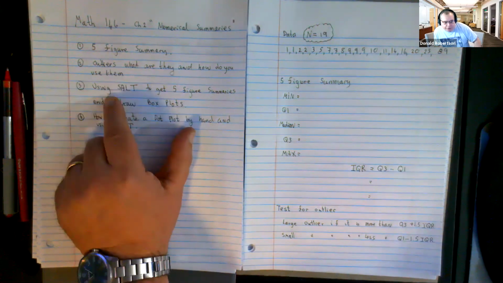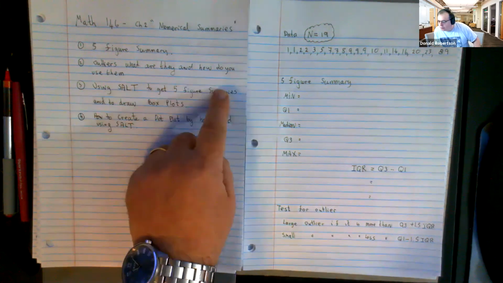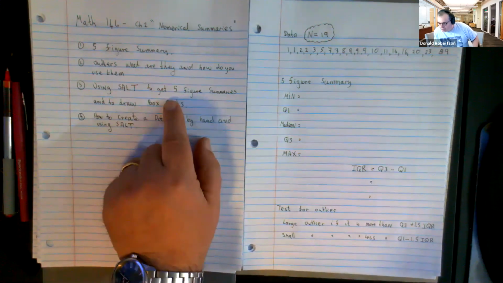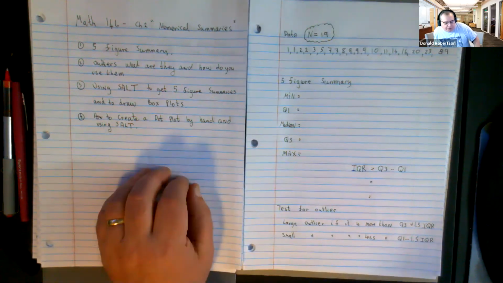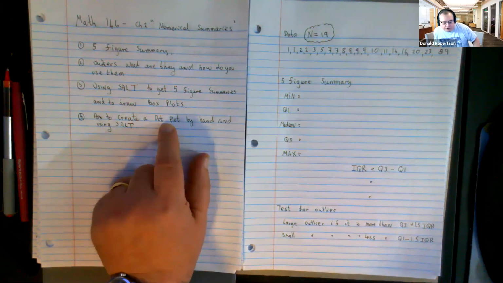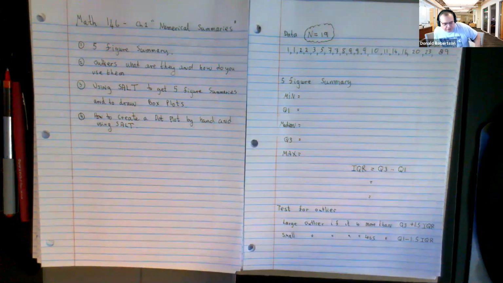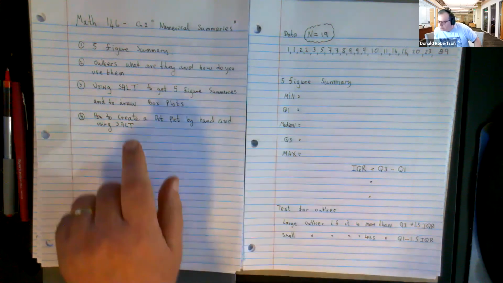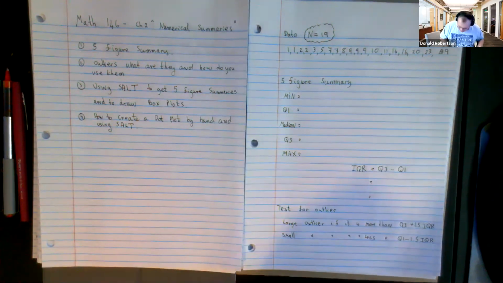Once we've done that, I want to show you how to use SALT to get a 5-figure summary and to draw box plots, because some of your homework questions, you hit the SALT, and I want to show you how you go about doing that. And then the last thing is a new thing I want to talk about, what's called a dot plot. I'm going to show you how to create one by hand and how you can do it by SALT. And there's one homework question right at the end where you create a dot plot. Right, so that's kind of the main goal for today. We'll see how we get on.